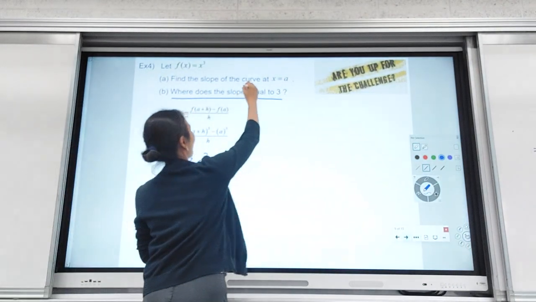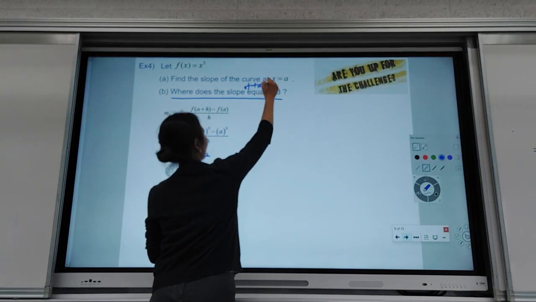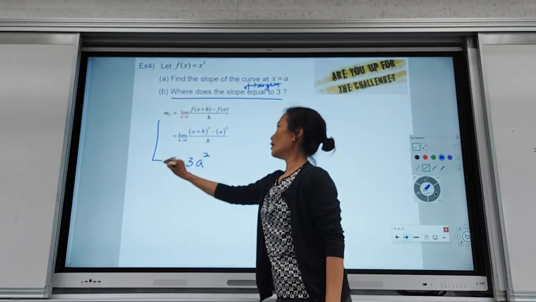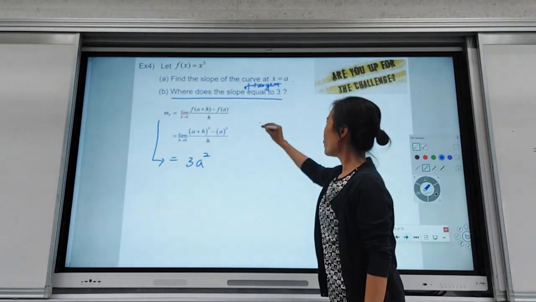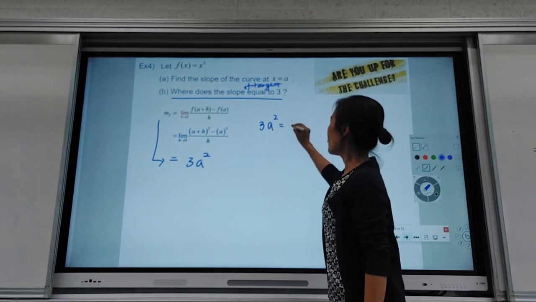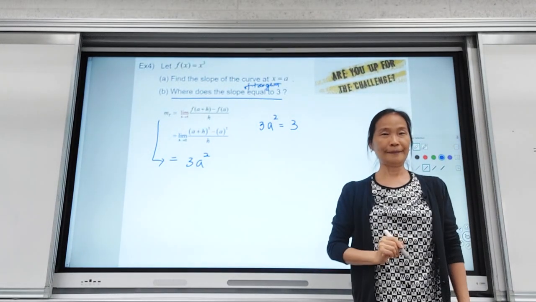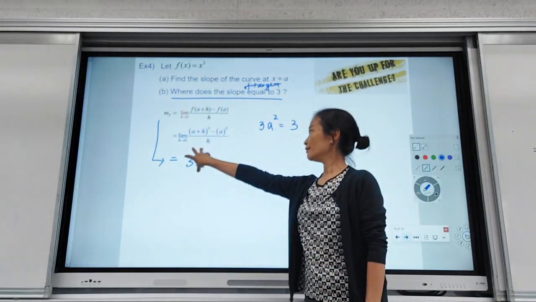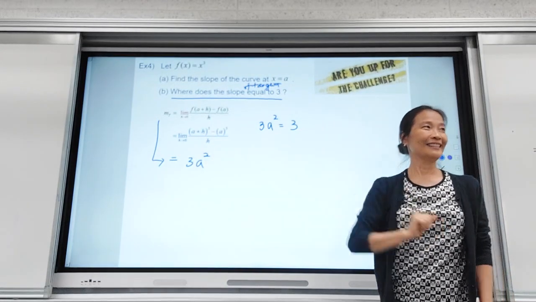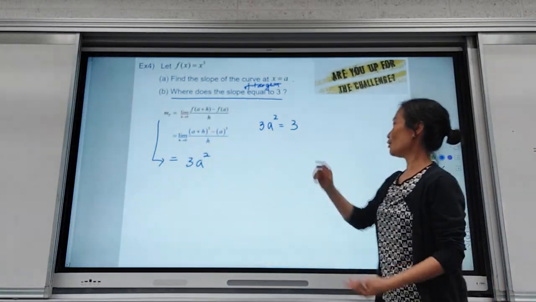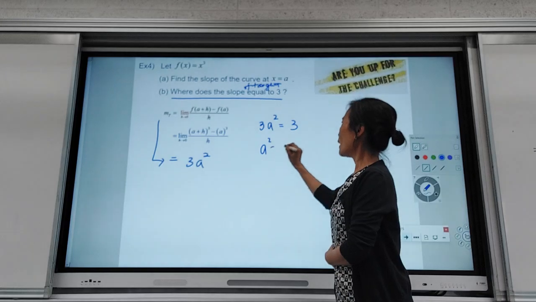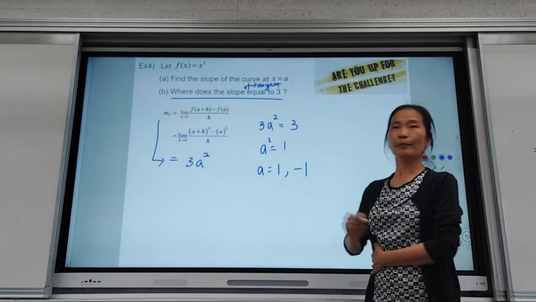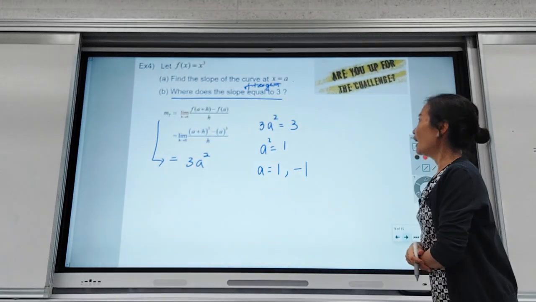The slope of the tangent is not specific. When is the slope of the tangent equal to 3? Well, this is the slope of the tangent, so we set 3a squared equal to 3 and solve for a. Does it make sense? a squared is 1. So what is a? 1 or negative 1, plus or minus 1.